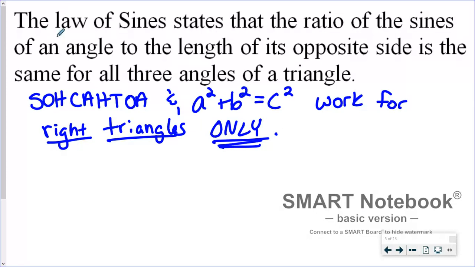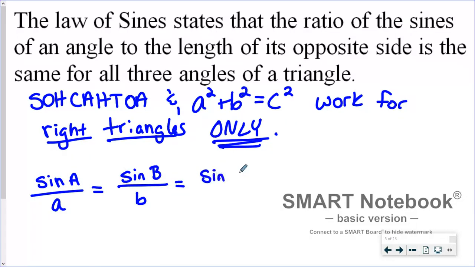So here it says the law of sines states that the ratio of the sines of an angle to the length of its opposite side is the same for all three angles of a triangle. So what that means is, sine of angle A divided by its opposite side A is equal to the sine of angle B over the length of its opposite side B, which is also equal to the sine of angle C divided by its opposite side C. So this is the law of sines.